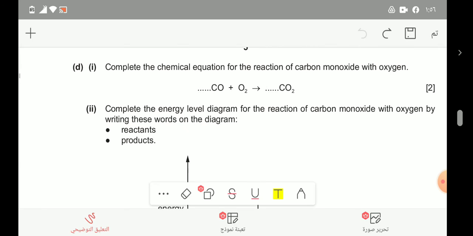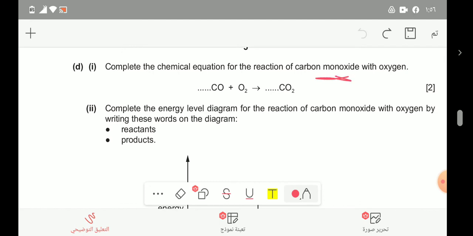Next question: complete the chemical equation for the reaction of carbon monoxide with oxygen. CO plus O2 will give us how many carbon dioxide? If we have 2 oxygen, let's try 2 carbon monoxide. We have 4 oxygen. The number of oxygen atoms on the left-hand side is 2 plus 2, 4. On the right-hand side, 4. Number of carbon atoms: 2 and 2, so it is right.